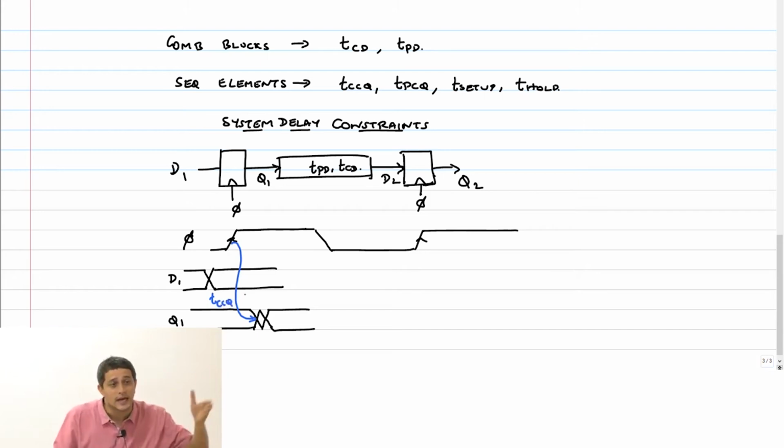It means if the data had changed well before the clock edge, then this would have been the delay. I don't know when the data is changing, right? I have to account for worst case under all conditions. That's what the analysis is going to be all about. Now, this guy will change worst case. What is this delay? TCQ, right?